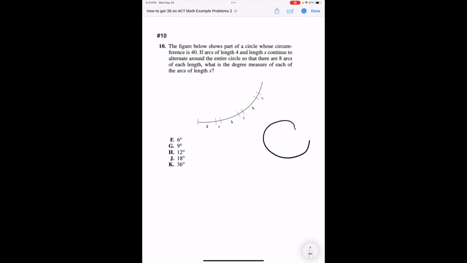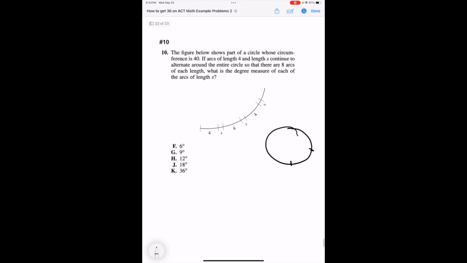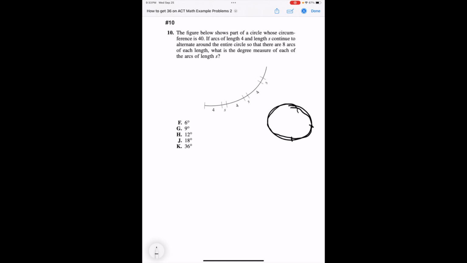So here we have a circle, and this is just part of the circle. So this is like, for example, let's say from right here to right here. And it is saying that the arc lengths of 4 and then s continue to alternate. And it already tells you that our circumference is 40. So all around, this outside right here is going to be 40, and it is asking you what s is. And it says that there are 8 arcs of each length.